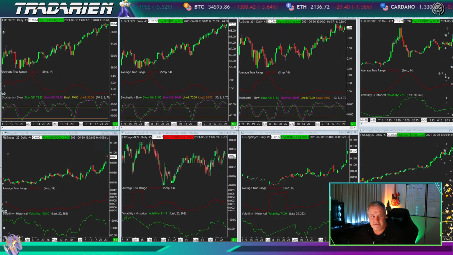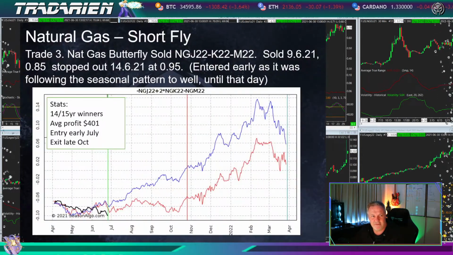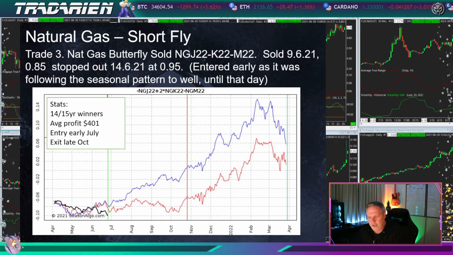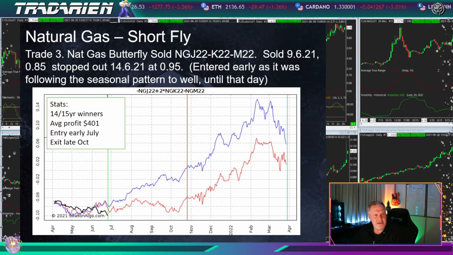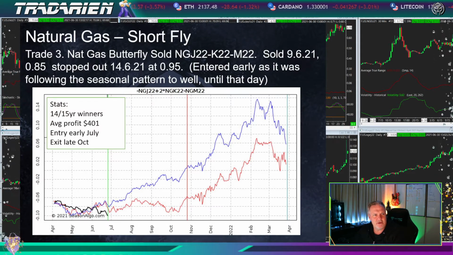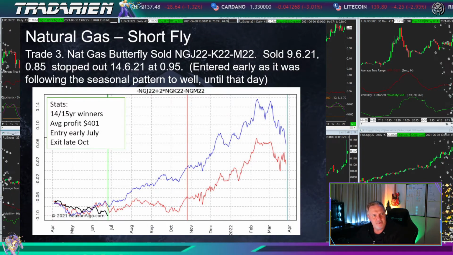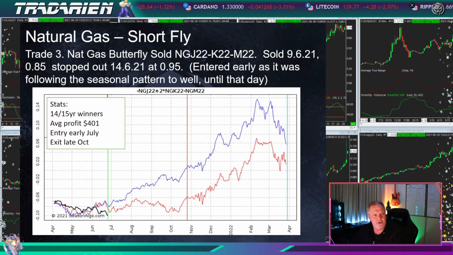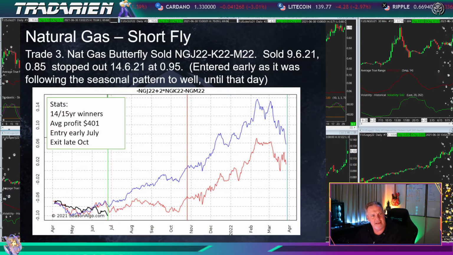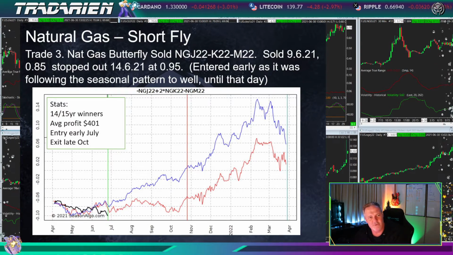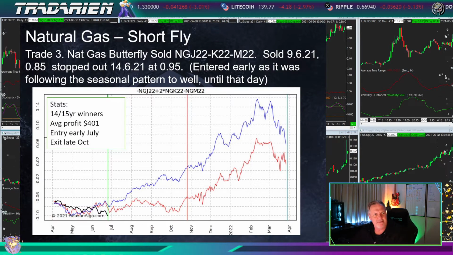Natural gas, I've got natural gas markets along the bottom here. Okay, our trader said sold at 8.5, stopped at 9.5, which is $100 per spread. Entered it early as it was following the seasonal pattern well until that day. Entered, Murphy's Law. Fair enough, that happens.